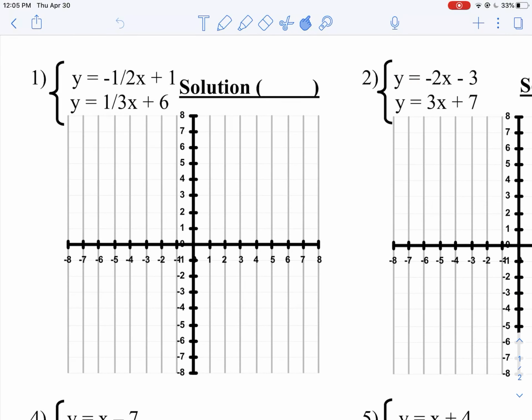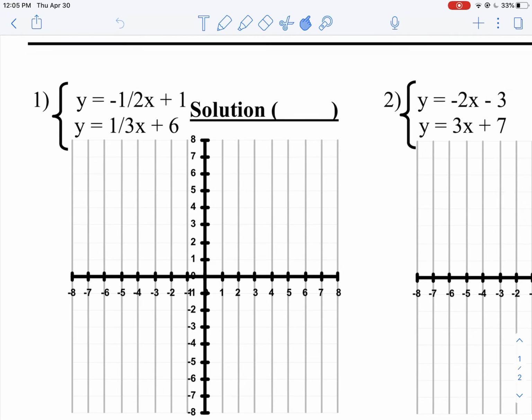Okay, we're going to walk through some solving systems of equations problems that involve graphing. Luckily, these are all in slope-intercept form, so we can use pretty much the same strategy for every one of these problems to solve them. So let's start out with number one here.